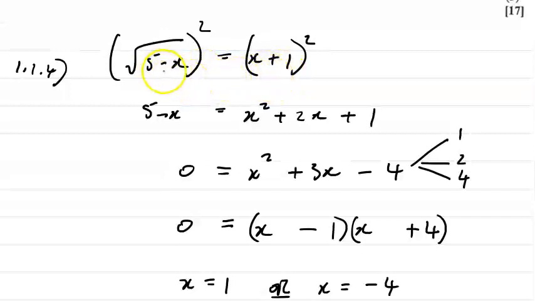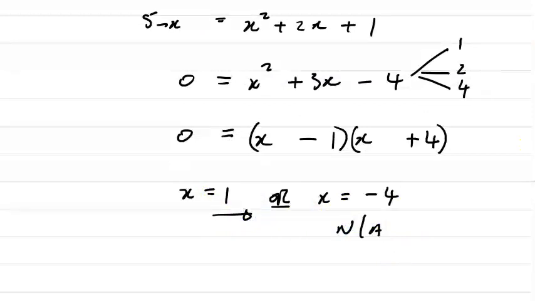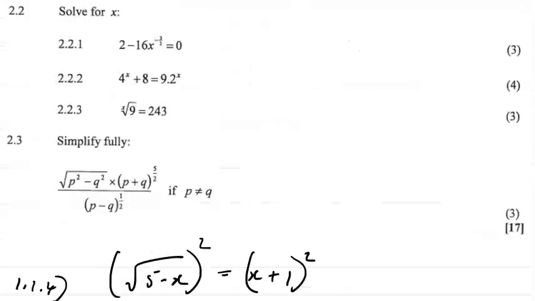If I put minus 4 here, 5 minus minus 4 is 5 plus 4. 5 plus 4 is 9, square root of 9 is 3. If I substitute minus 4 into the right hand side, minus 4 plus 1 is negative 3. So therefore, the left hand side is not equal to the right hand side. I can now say that negative 4 is not applicable. Therefore, this is my only valid solution, x equals 1. And there you go, learners. That's how we solve a simple equation with surds.